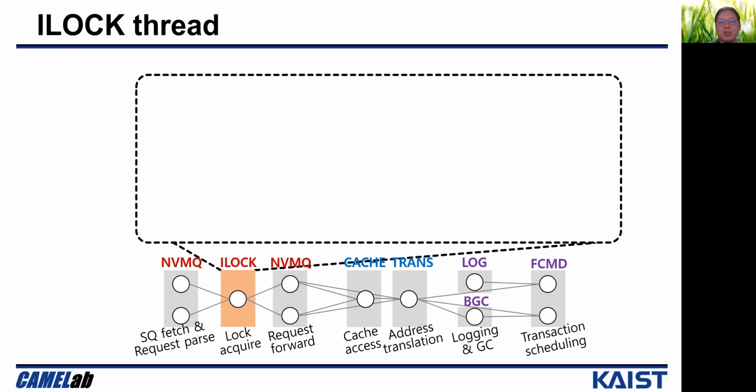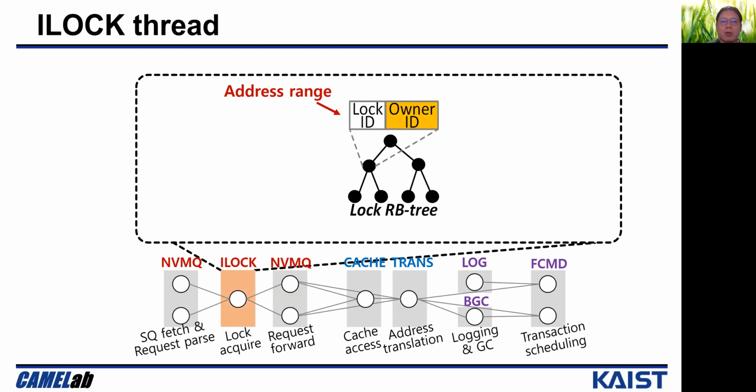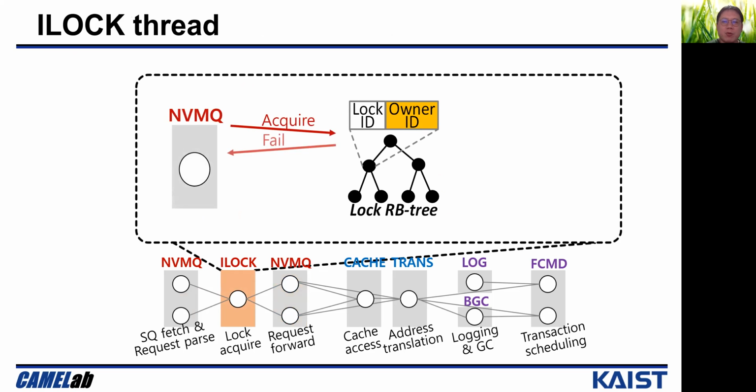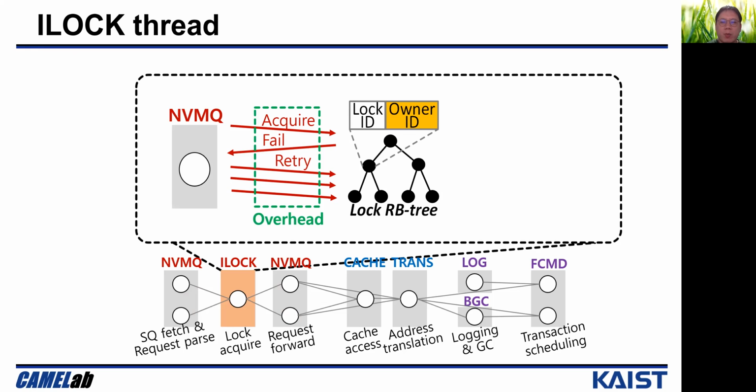An SSD usually has billions of pages. Tracking the lock of each flash page can consume a very high cost. Instead, our iLock thread organizes the lock information as a lock arbitrary tree. Each node records which address range has been locked and which NVMe queue owns the lock. An NVMe queue thread can acquire the lock by sending a message to the iLock thread. If iLock responds with a failed message, the NVMe queue may retry and acquire the lock multiple times until it finally gets the lock. However, this can generate huge communication overheads.